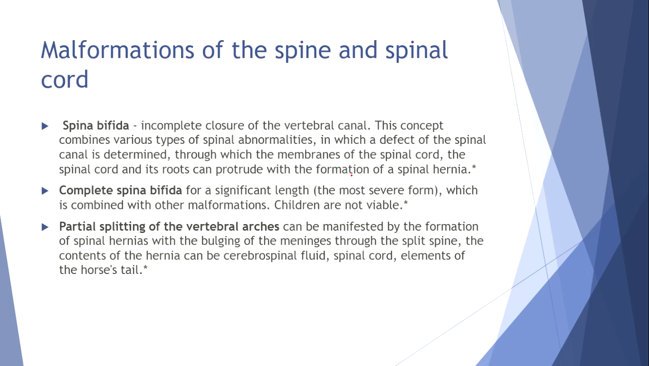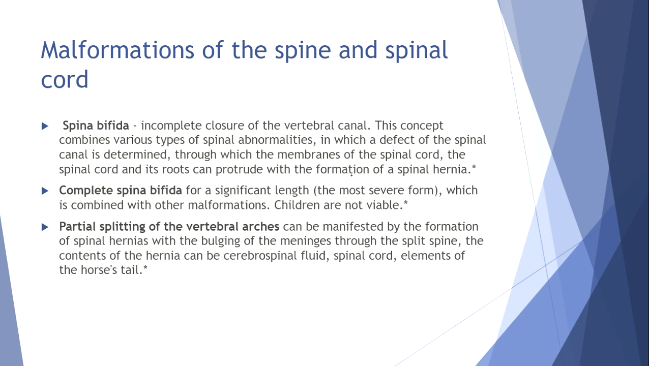Malformations of the spine and spinal cord. Spina bifida. Incomplete closure of the vertebral channel. This concept combines various types of spinal abnormalities in which a defect of the spinal channel is determined, through which the membranes of the spinal cord and its roots can protrude with the formation of a spinal hernia.